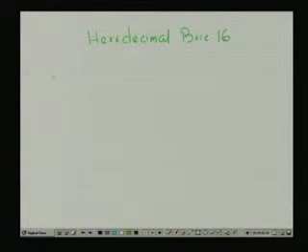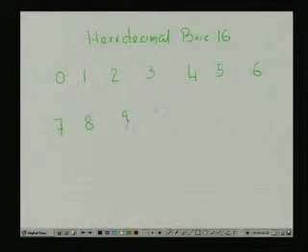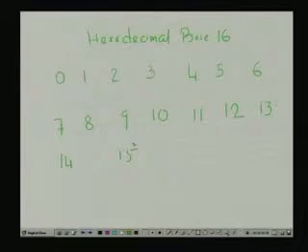So, there should be 16 distinct numbers, say 0, 1, 2, 3, 4, 5, 6, 7, 8, 9, 10, 11, 12, 13, 14 and 15. Now, from 0 to 9 these are all distinct. So, I will keep them as they are.